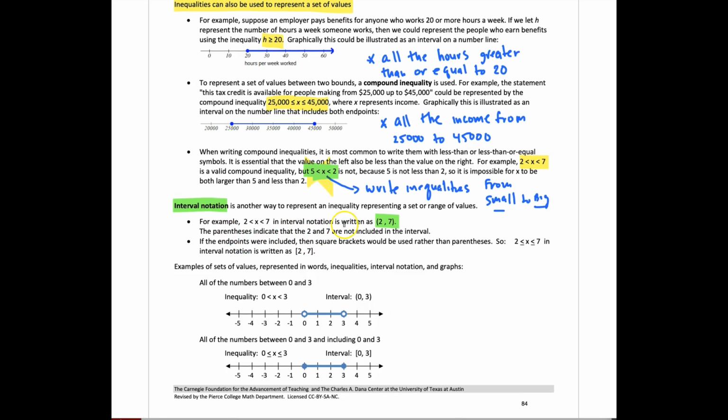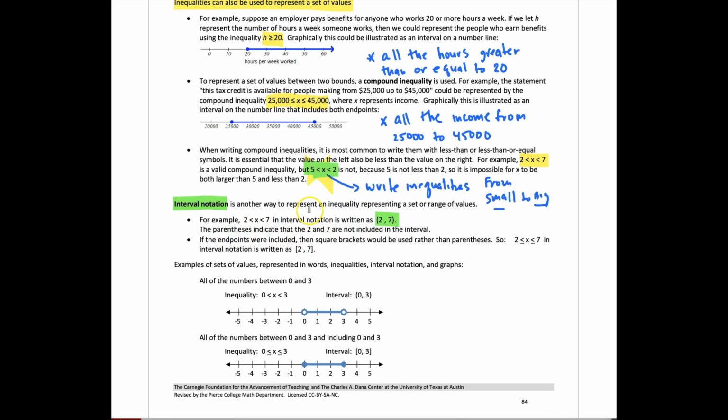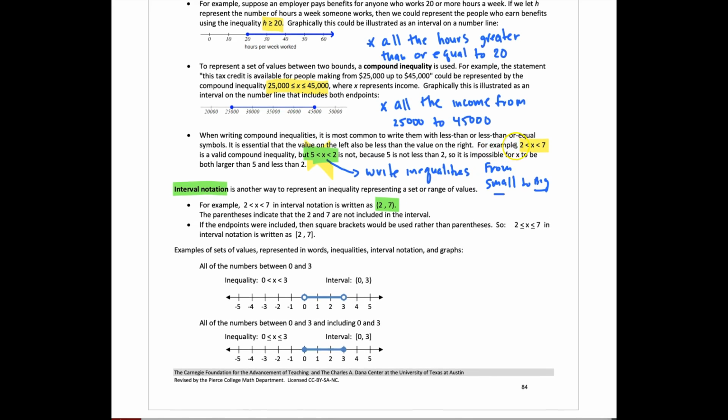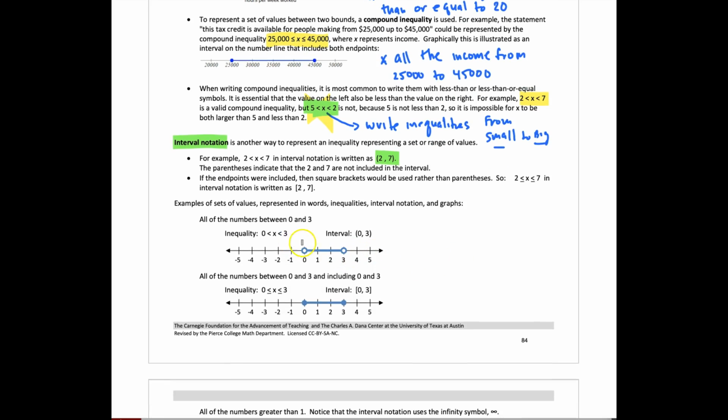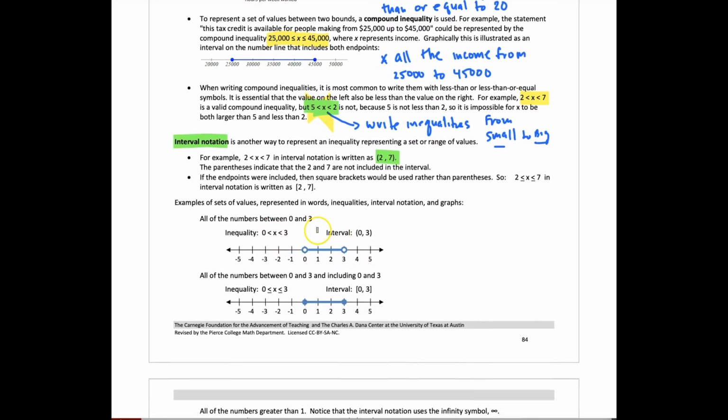And again, the parentheses indicate do not include. It's like a less than symbol without the equals. And these are just examples of the three notations. So you want to be familiar with that, especially as we go into statistics. We use all of these notations, but interval notation comes up most often in statistics.